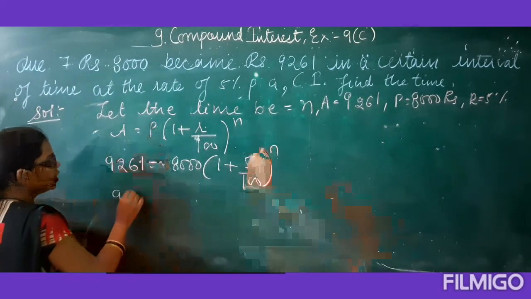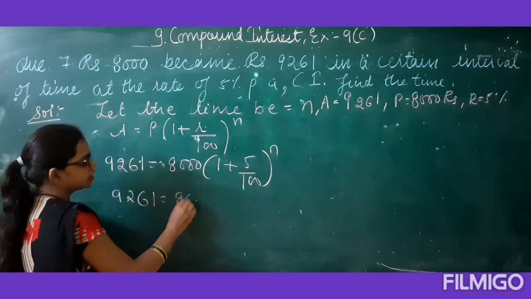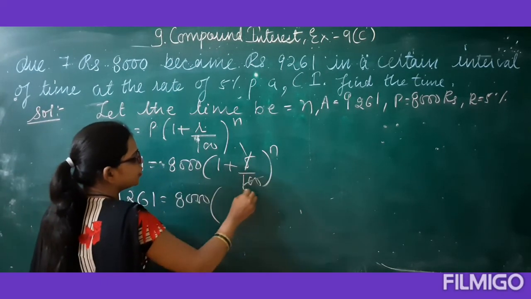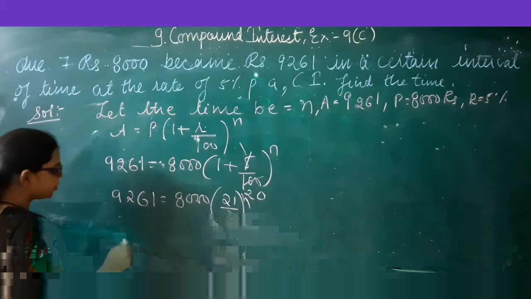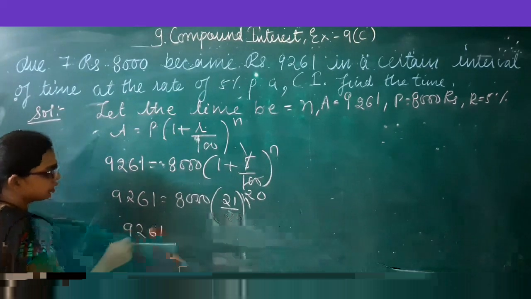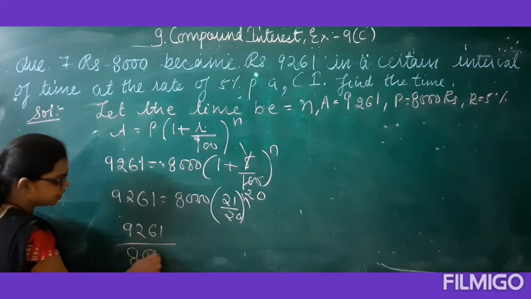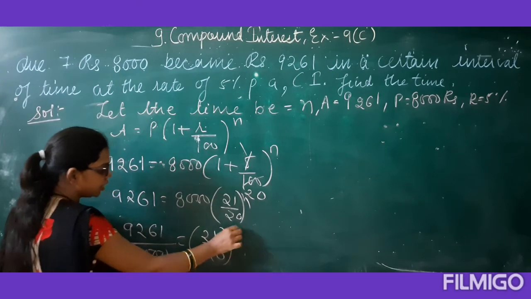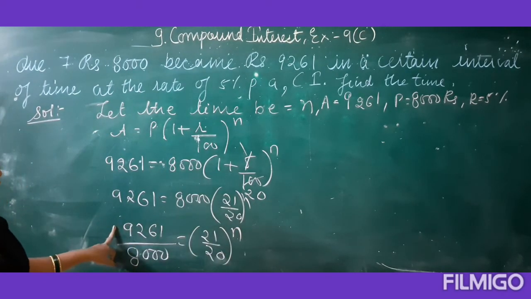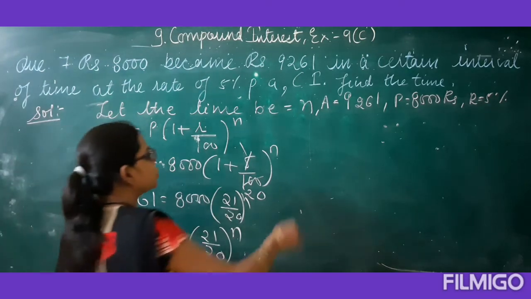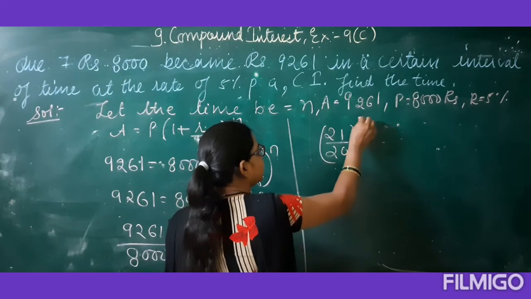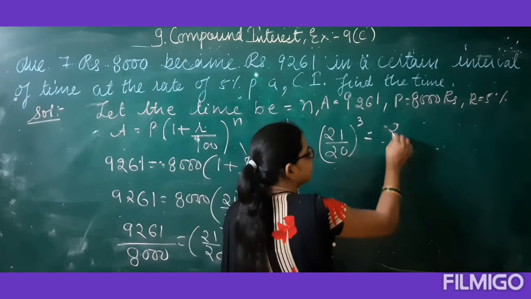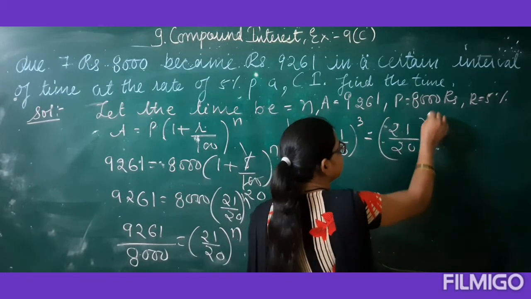Now this will be 9,261 upon 8,000. You will get 5 ones are 5, 5 twos are 10. This will be 21 upon 20 to the power n. Again, 9,261 upon 8,000: this is the cube of 21 and this is the cube of 20. So I can write this as 21 upon 20 whole cube. This will be equal to 21 upon 20 to the power n.